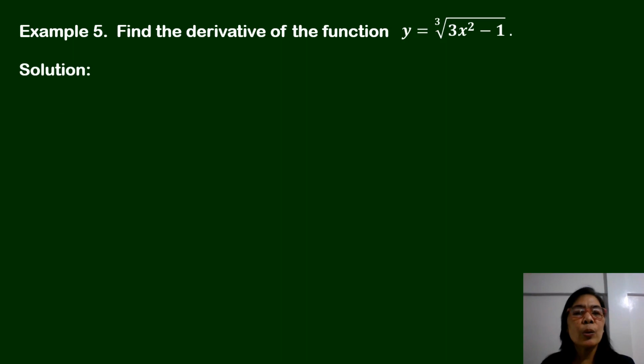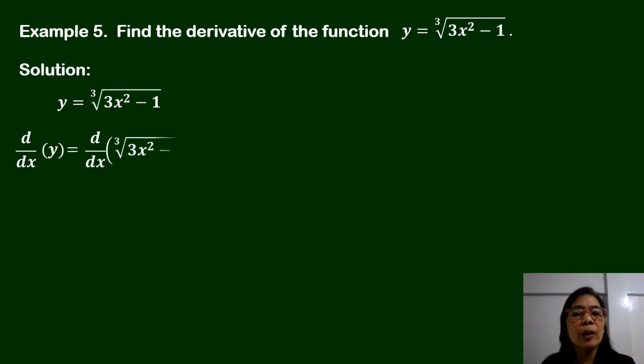So we start our solution by finding the derivative of the left member with respect to x, and we do the same at the right side. So we have the derivative of the cube root of 3x squared minus 1. So we have here dy over dx. And as we differentiate this function, we go back again to the list of differentiation formulas that we had. So we have here the derivative of the cube root of 3x squared minus 1.